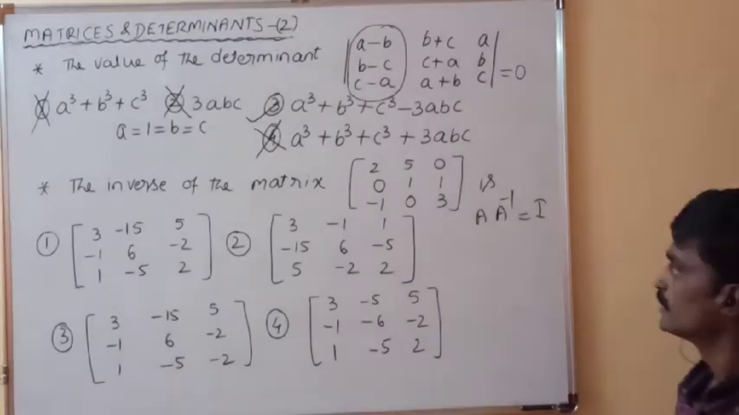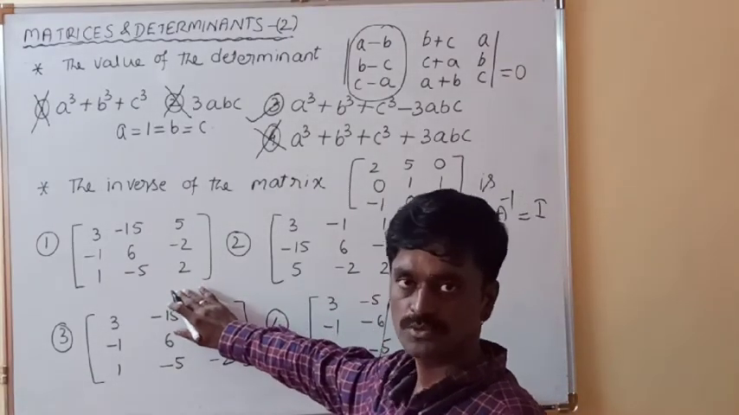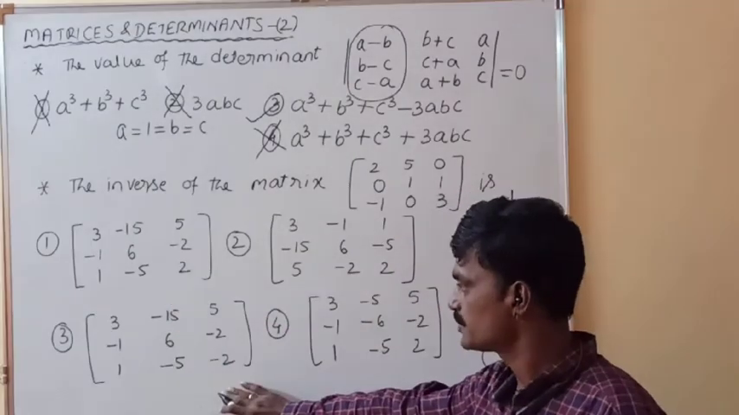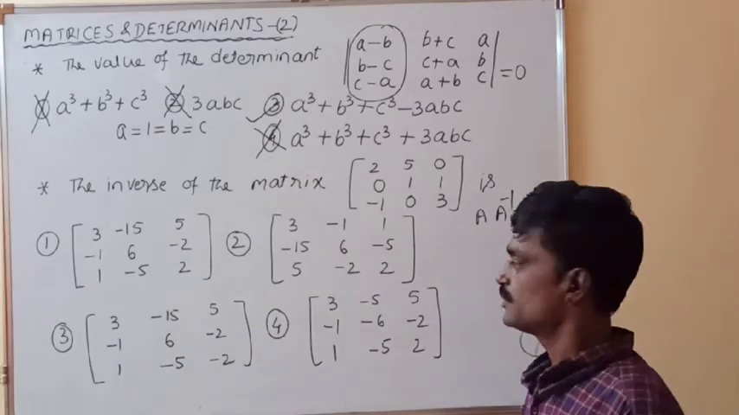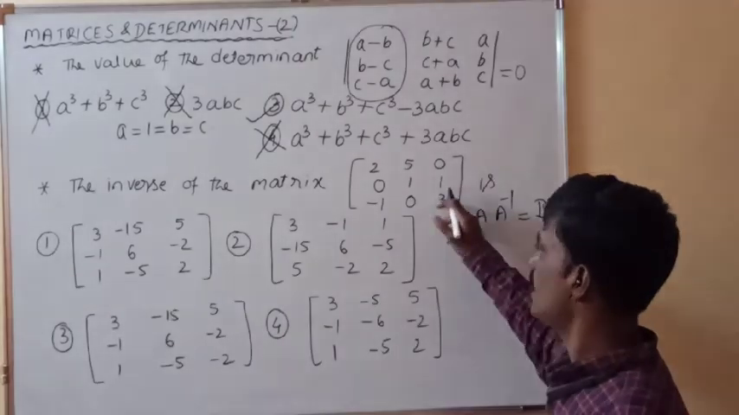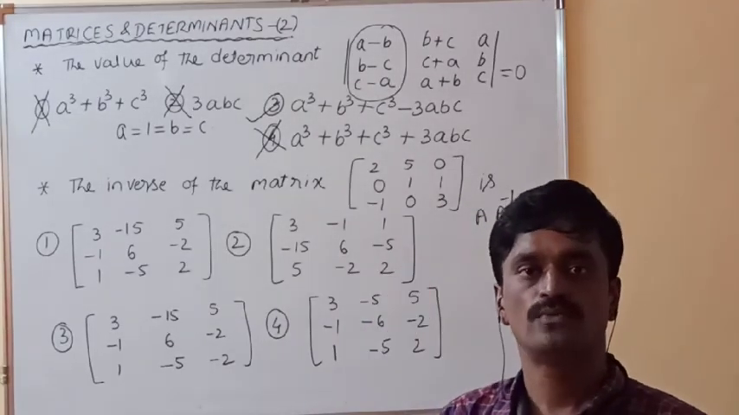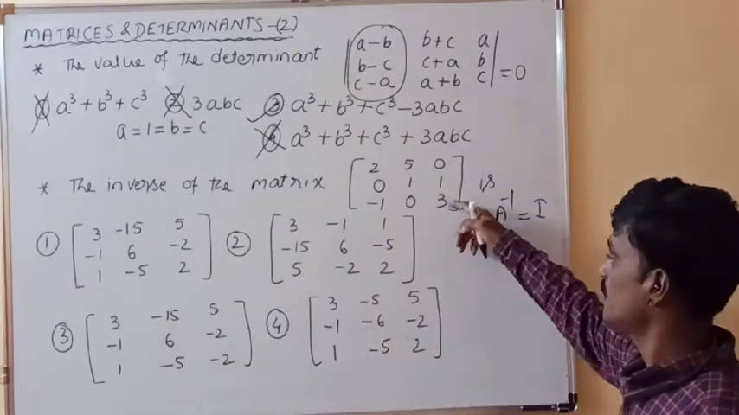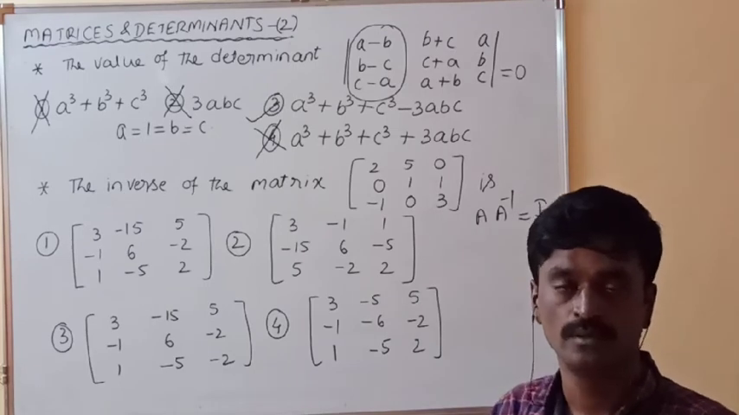Now suppose the first option is A inverse, the second option is A inverse, the third option is A inverse, the fourth option is A inverse. Suppose if the fourth option is A inverse, then the product of these two matrices must be the identity matrix. And don't find the product of these two matrices, don't find all the elements.